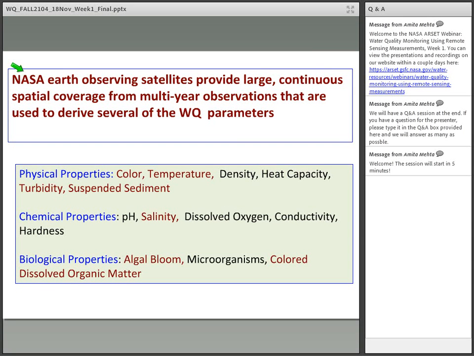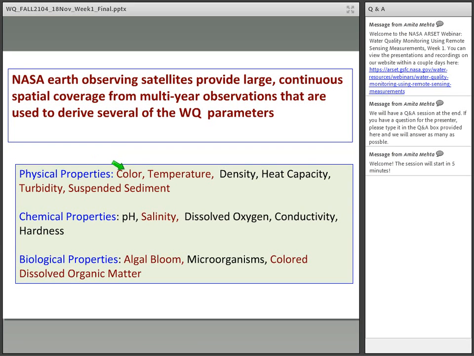So then the next step is to look at Earth observing satellites. They provide continuous coverage of spatial regions, and NASA has a number of missions flying for a number of years, so that the evolution or change in water quality can also be observed through these satellite measurements. Not all water properties or parameters are directly measured by satellite, but they can be derived.